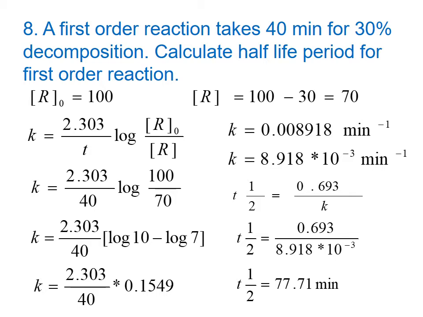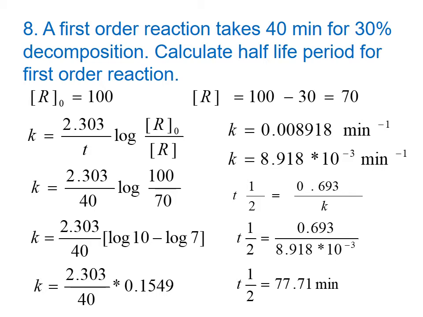Then after 40 minutes, 30% decomposed. That means 30% of the reactant decomposed to form product. What is the remaining concentration of R at 40 minutes? 100 minus 30 equal to 70%. That means 70% of reactant will remain at 40 minutes, as 30% changed into product. So R is equal to 70, and time is 40 minutes.